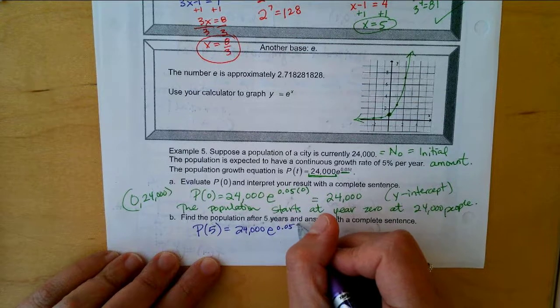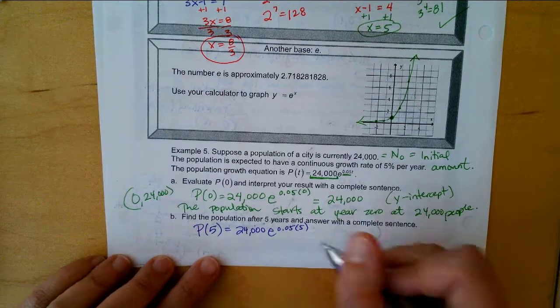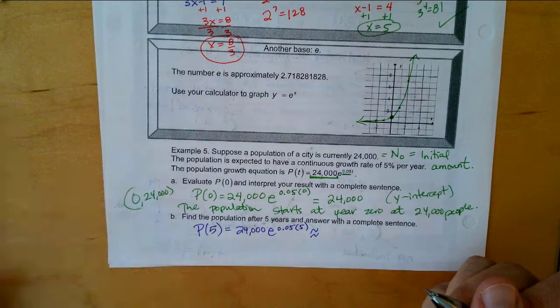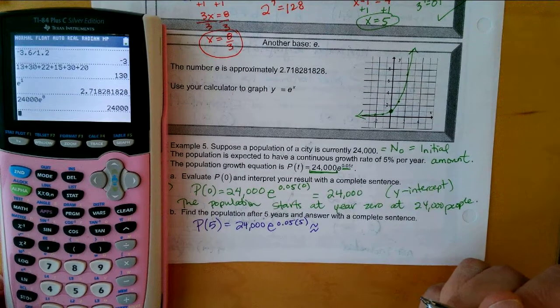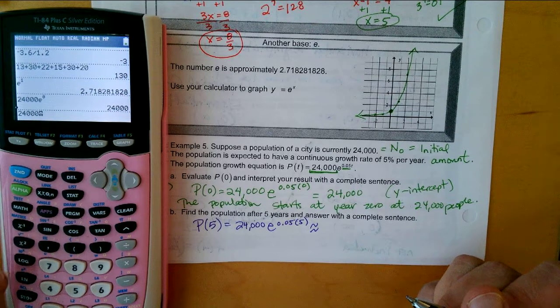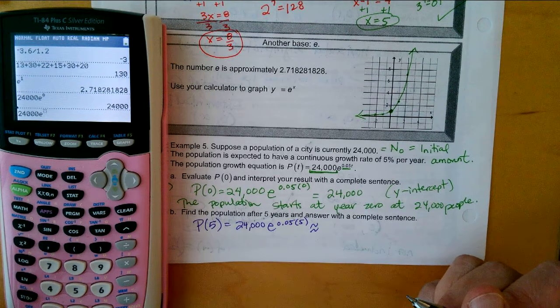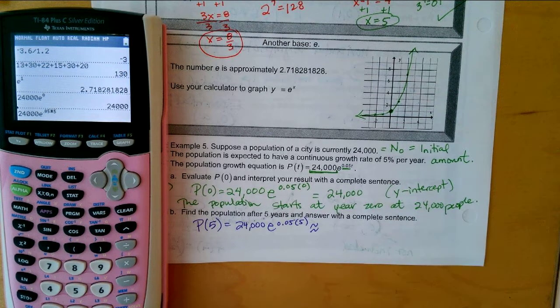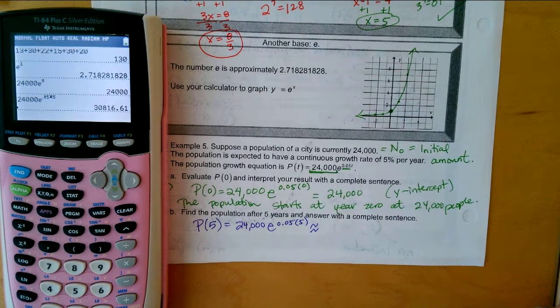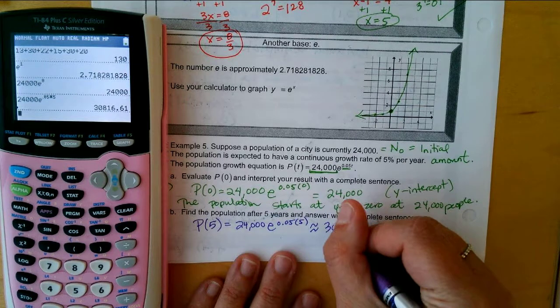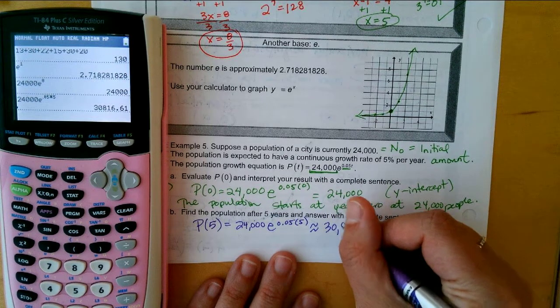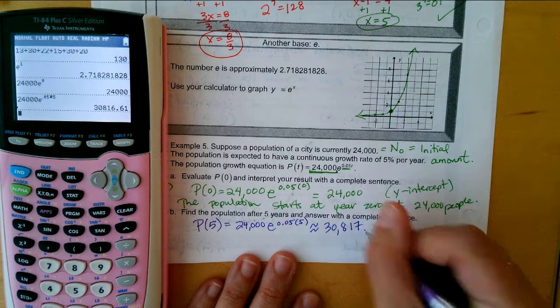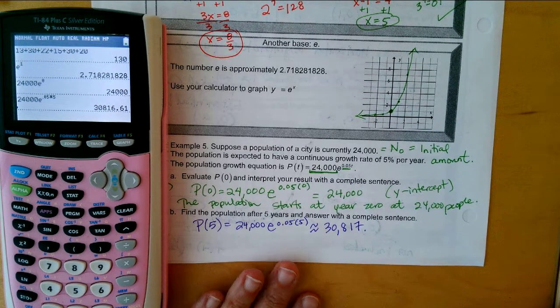Yes, 0.05 times 5. And I will use my calculator to approximate. Now, if I do get a decimal here, which is very likely, how should I round population? Times 5. Does everybody see how I entered that? Is that the same answer you got on your calculator? And for population, we'll round to whole numbers because we don't want fractions of people.